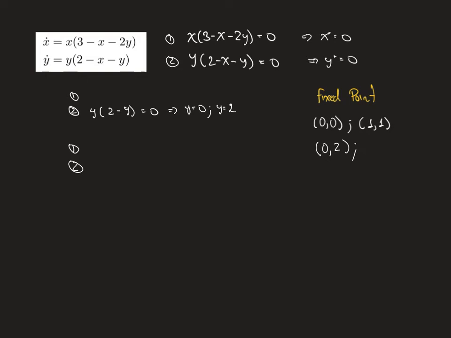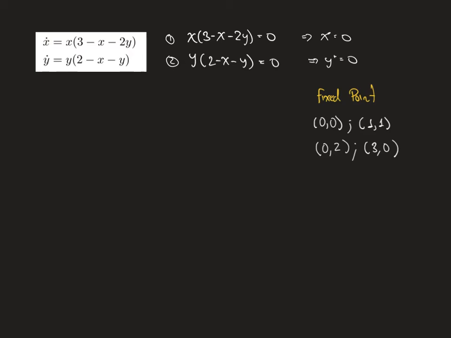We go to the first one, and it's going to be x times 3 minus x, okay, because y is 0. And again, here we said that the first solution is x equal to 0, and the second one is x equal to 3. So here we have the other one, 3, 0. Okay, then what is next? We know the fixed points. What do we want to do now?